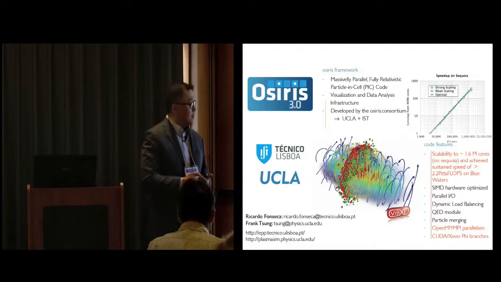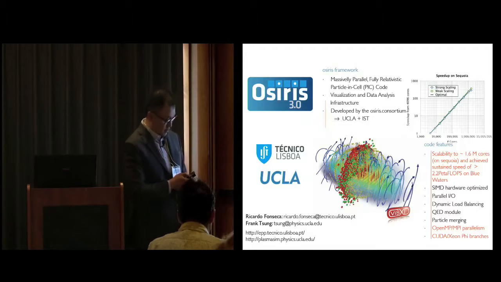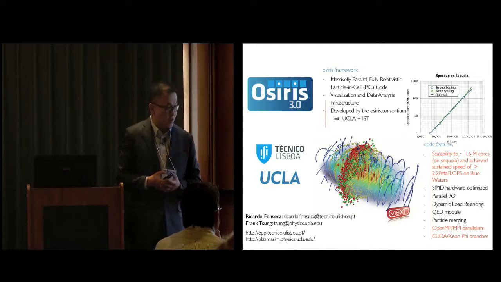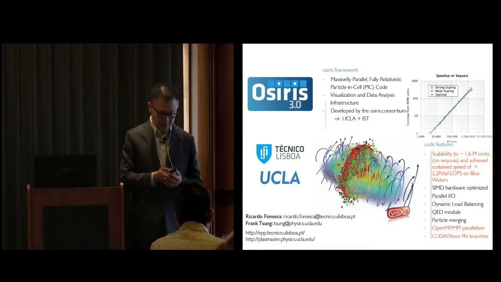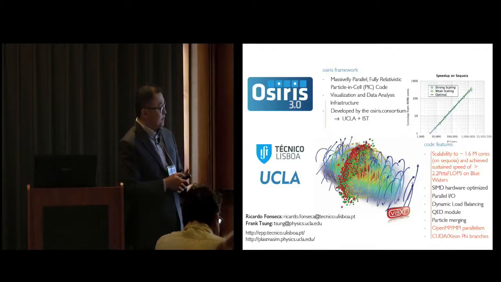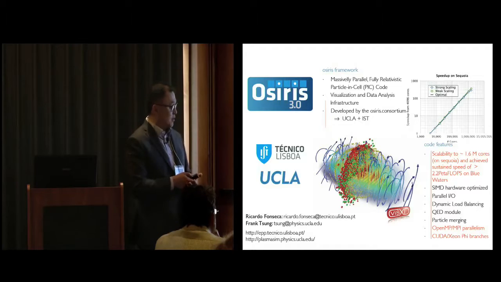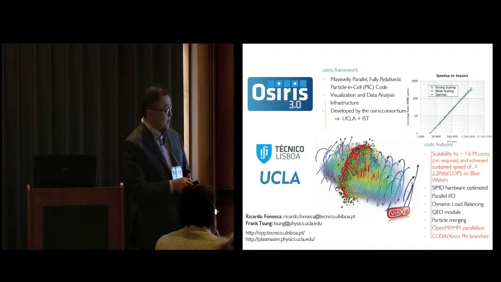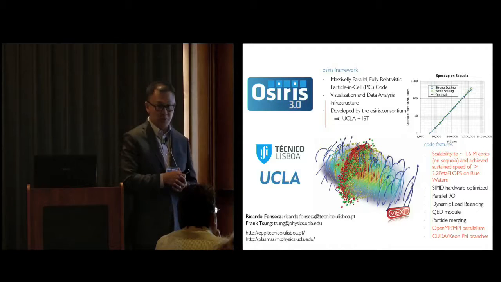So our particular implementation of the PIC model is called Osiris. It's a very mature model that's been used for a long time. So it has many, many features. And I think the feature of most interest to this community is that it's shown good scaling up to about 1.6 million cores on the Sequoia supercomputer.